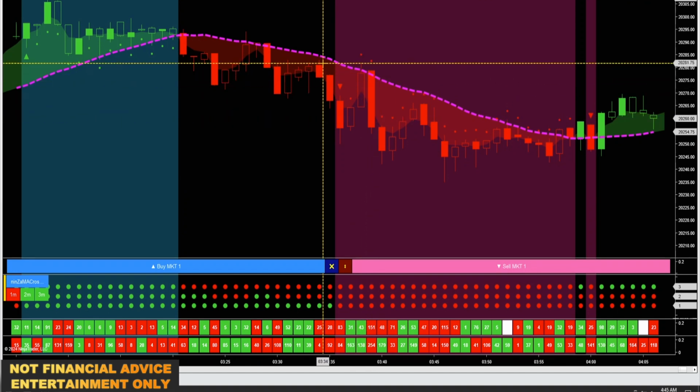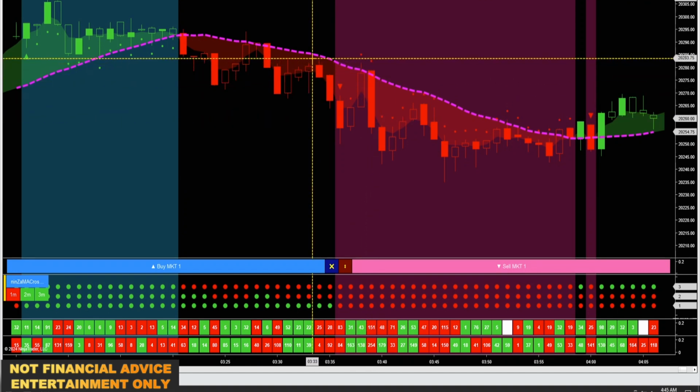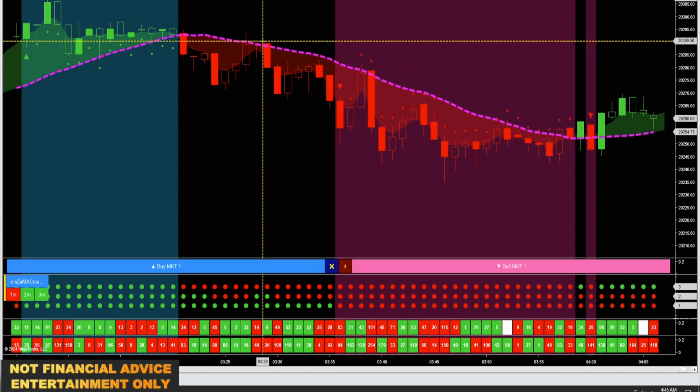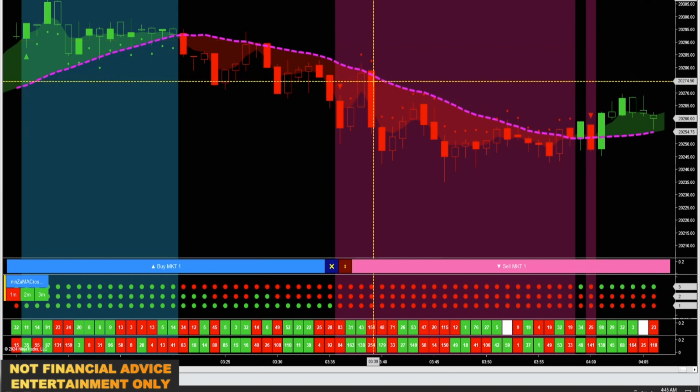short. Most recent high to put my stop above was this candle. That's a little close. I'd probably put it above this candle back here. I got into a scalp short there.